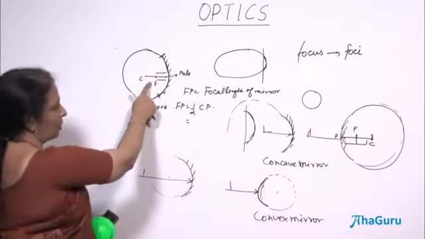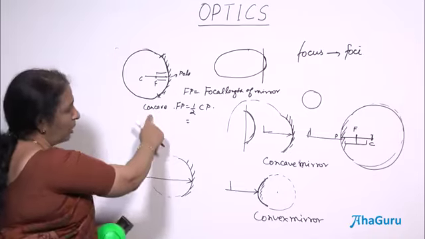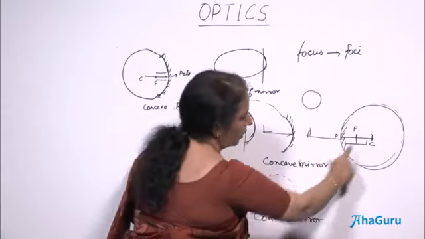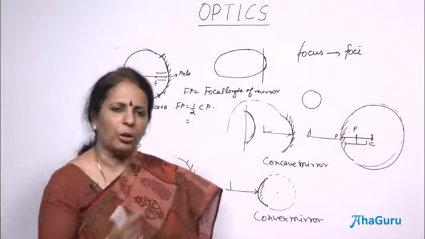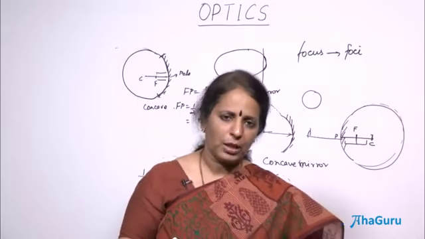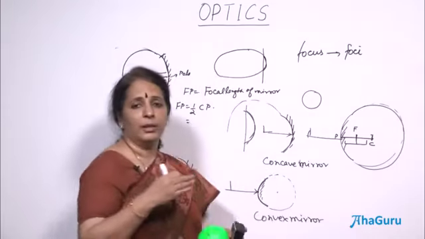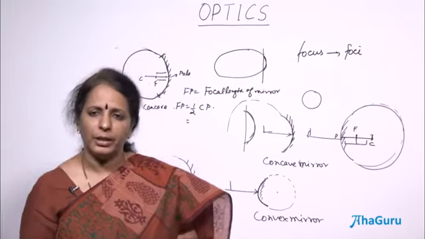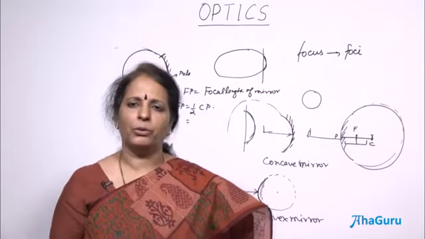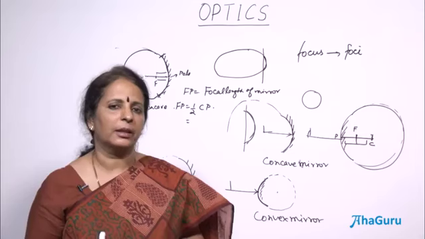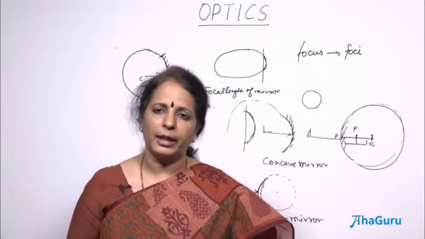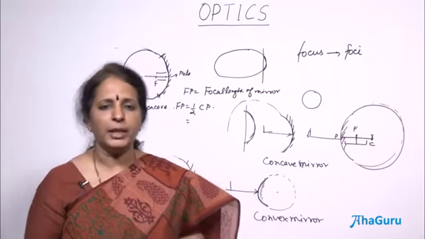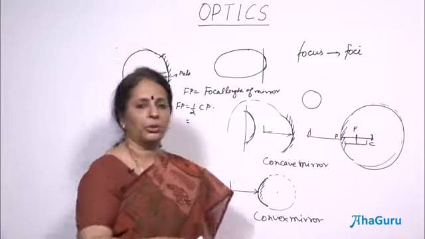Here F is the focus of the concave mirror. Here F is the focus of the convex mirror. So, these are the 5 terms which are common to both types of mirror: focus, focal length, pole, center of curvature, and also radius of curvature. So, let us proceed and see what the rules are that are necessary for us to know to draw the ray diagram to find how an image is formed when you stand in front of either of the 2 mirrors.